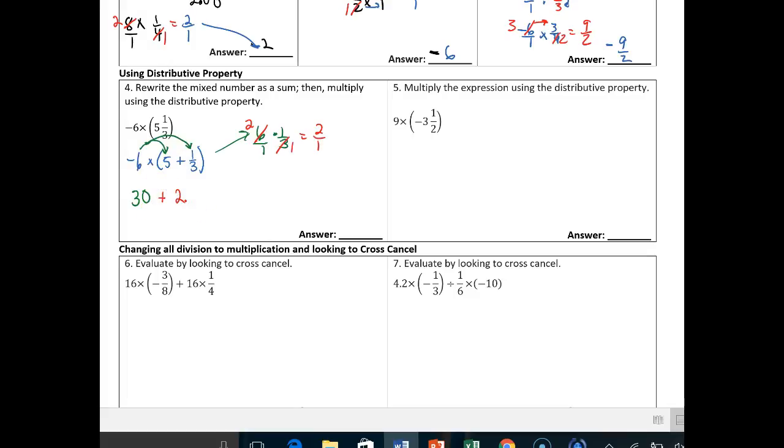Right? So what's my answer? It's 30 plus 2, which is 32. And is my answer positive or negative? I keep on forgetting to do this. I should do this right off the bat. Since I only have one negative sign, my answer is negative.